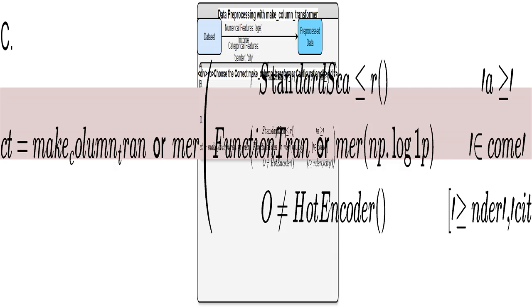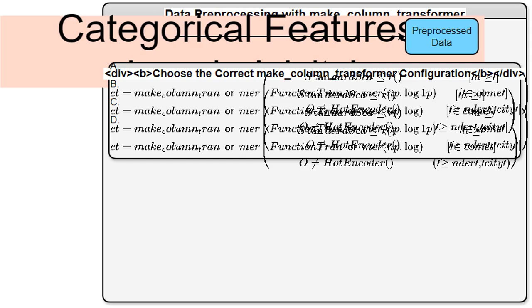After using makecolumntransformer, I'll have a nicely prepared dataset ready for model training. My data has 2 numerical features, age and income. I'll need to treat them differently during pre-processing.